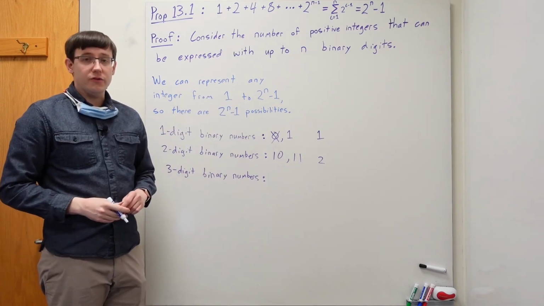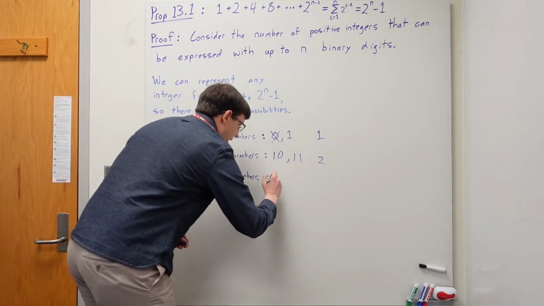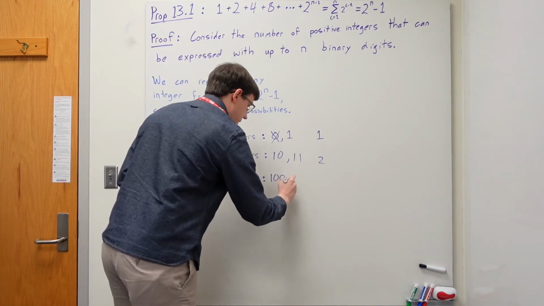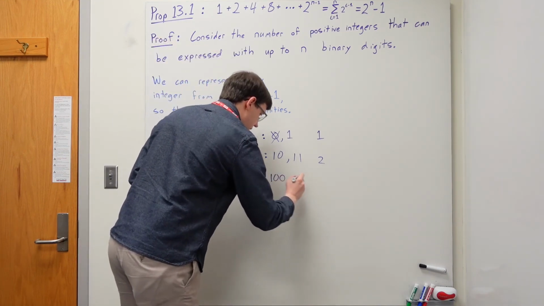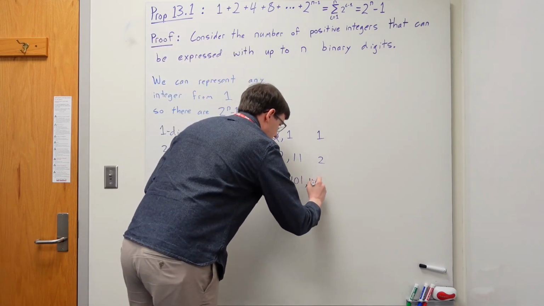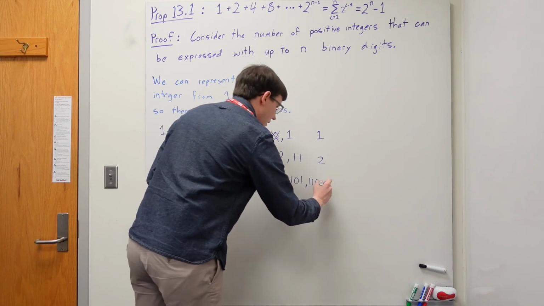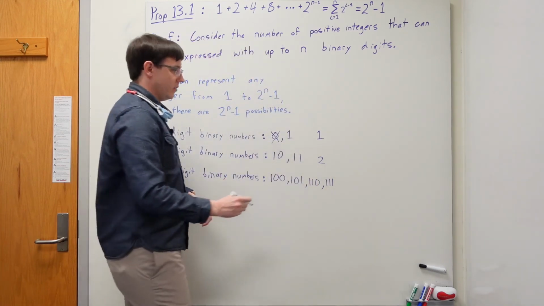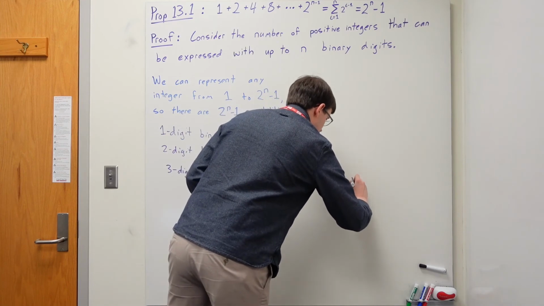for 3 digits. Again, it needs to start with a 1. So we have 1, 0, 0, which is 4. Then we have 1, 0, 1 representing 5, 1, 1, 0 representing 6, and 1, 1, 1 representing 7. And so we have 4 possibilities.